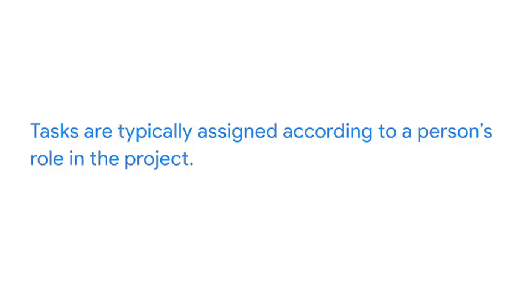Tasks are typically assigned according to a person's role in the project. For example, in our Office Green scenario, the web designer is assigned to the task of mocking up the initial website design. You are assigned to the task of reviewing that design and providing feedback. And the designer is assigned to the task of implementing your feedback. A web developer will be assigned to the next task of developing the site itself.